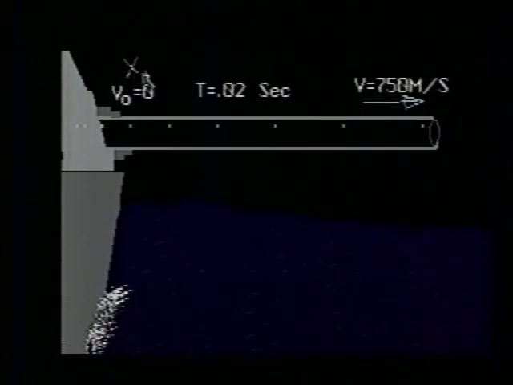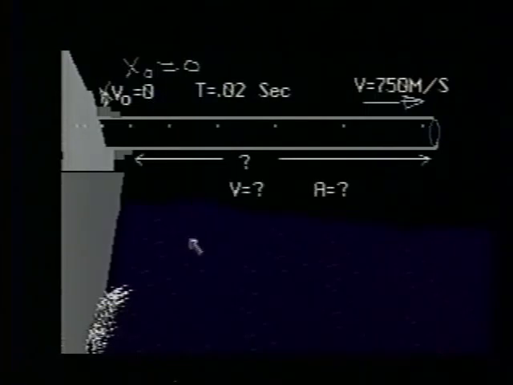Let's let the origin of our coordinate system coincide with the original position of the shell, and let the original velocity of the shell be equal to 0. We're asked to find the acceleration of the shell, the length of the barrel, and also the velocity of the shell when it is halfway down the barrel. Alright, that's our problem. Why don't you try to solve this problem before watching the solution?